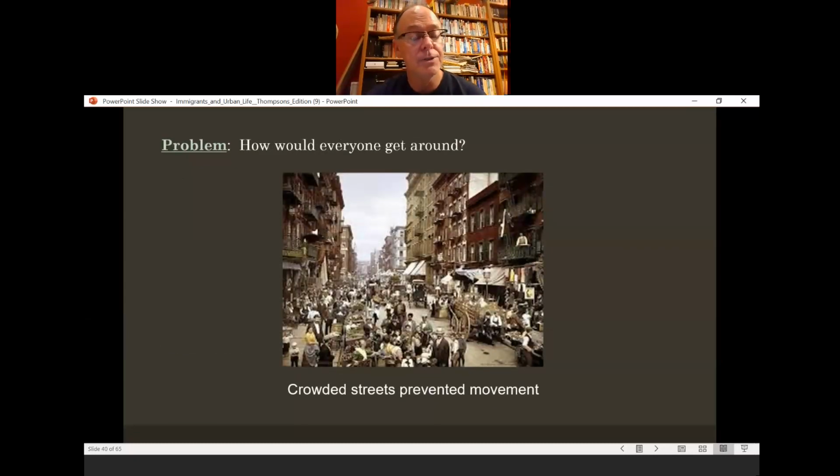So next problem. Here's problem number 2. How in the world would everyone get around? This is that same picture of crowded streets. What are you going to do? What if there's a fire? How do you even get down the street? Because as you may recall, in 1871, there was the Great Chicago Fire where half the city burned down. They couldn't even get down the streets. If this was to happen again, it would be another major catastrophe.